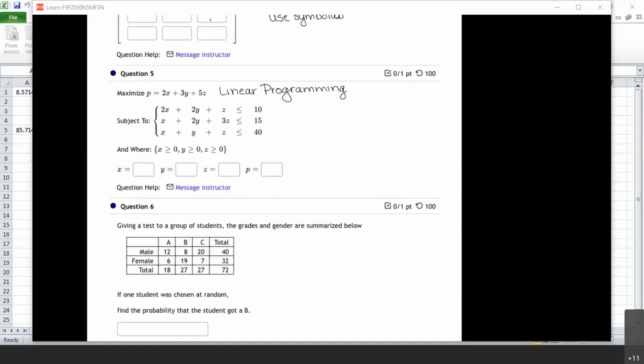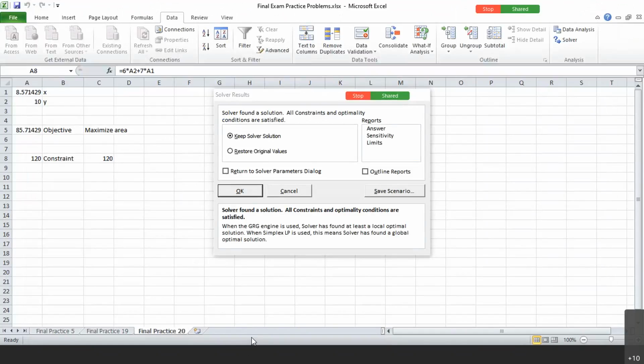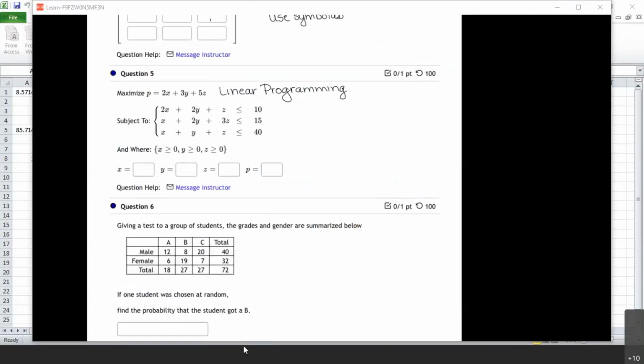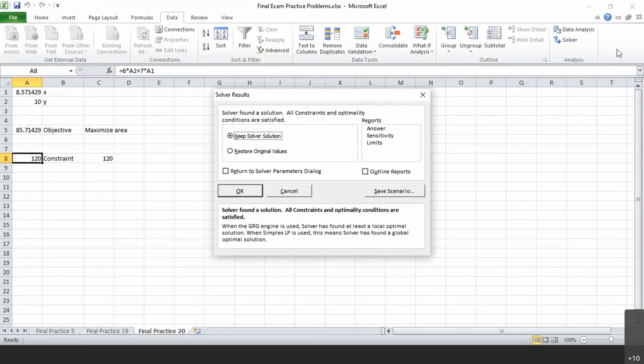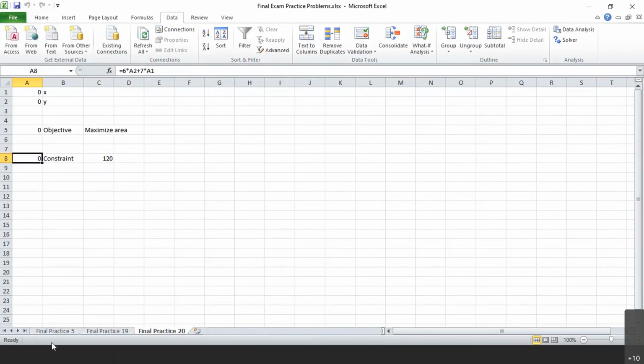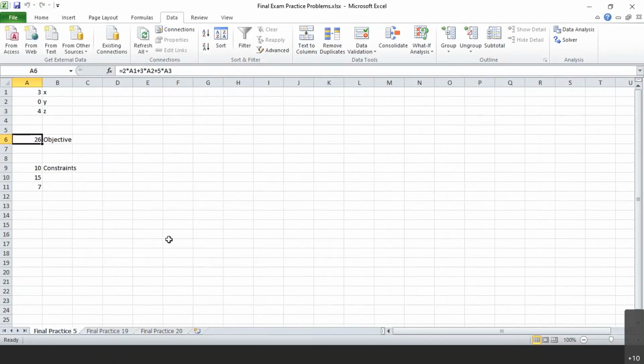Again, I've used desktop Excel only because it's a little bit less painful to use than Excel 365, but the basics of it are the same. So here's number 5. And again, I will upload this worksheet with my notes so you can take a look at it.